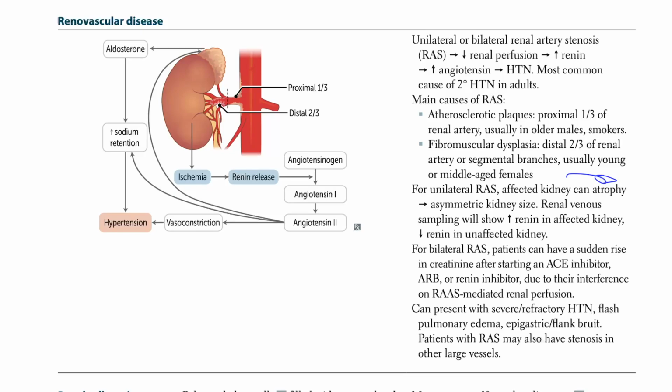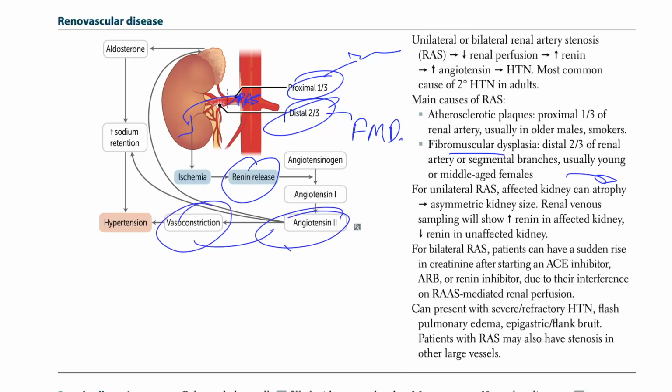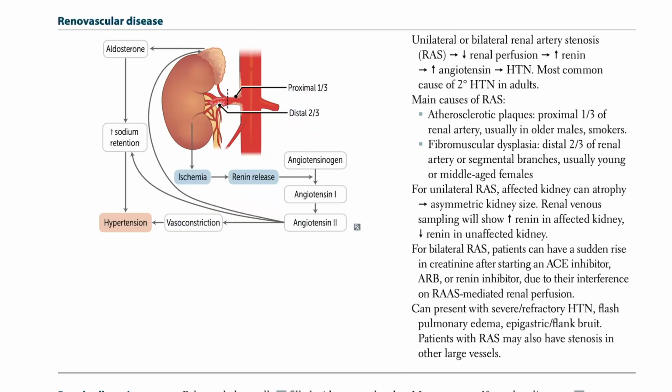But let's look at this picture. You have the proximal 1/3. We said that's atherosclerosis. Distal 2/3, and we said that is due to the fact that we have the fibromuscular dysplasia. Well, in any case scenario, when you have the renal artery stenosis, you are going to release renin. Angiotensin will cause vasoconstriction and hypertension and sodium retention. So that's a simple image. Okay, that's all we have for the renovascular disease.